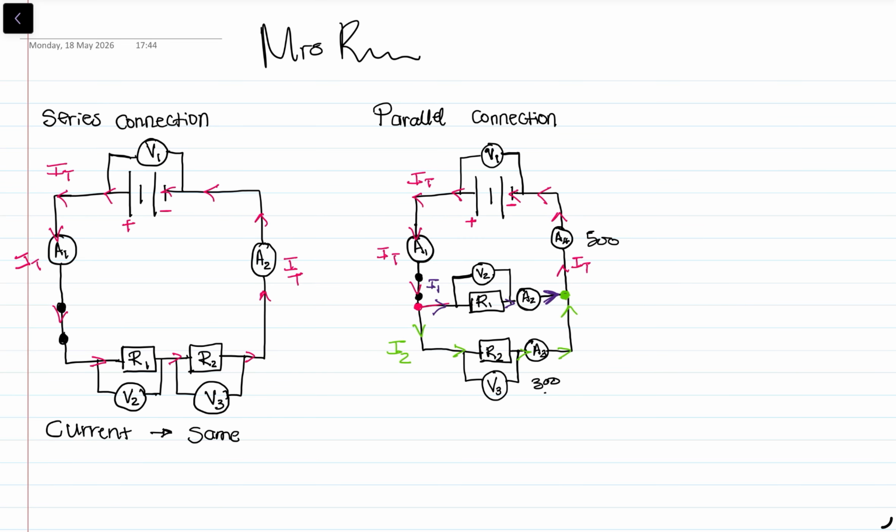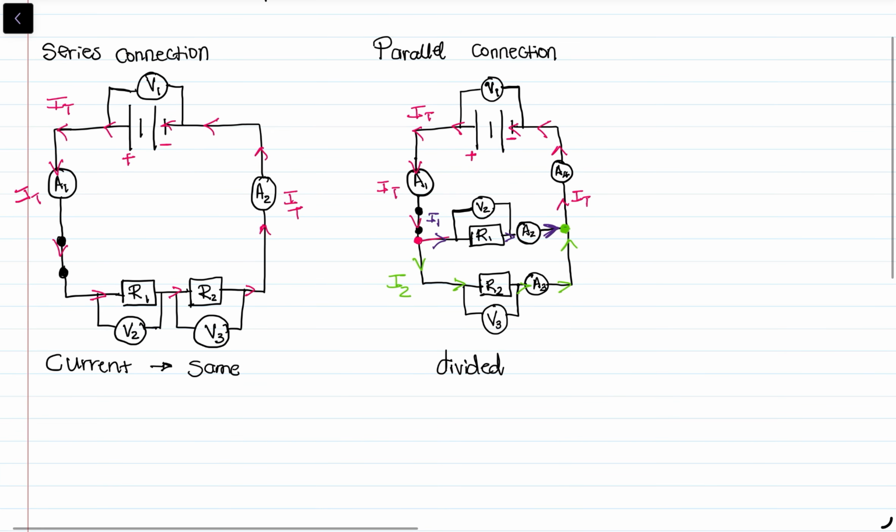So what you can conclude from what we just saw here is that your current for a parallel connection will be divided. How was it divided? We saw we had I total, which split into two, which is I1 and I2. Then it was combined again to be I total again. So that is how your current flows, and that is the difference between the two.